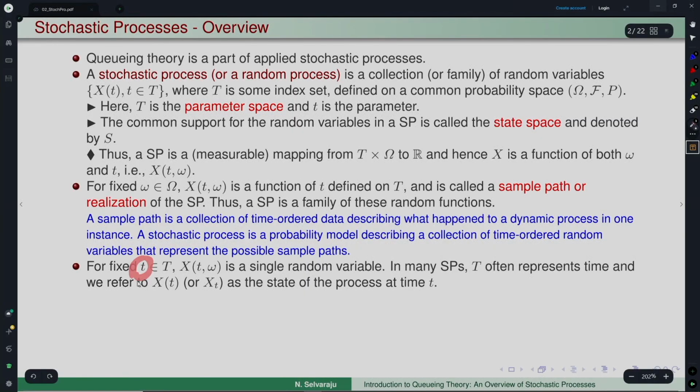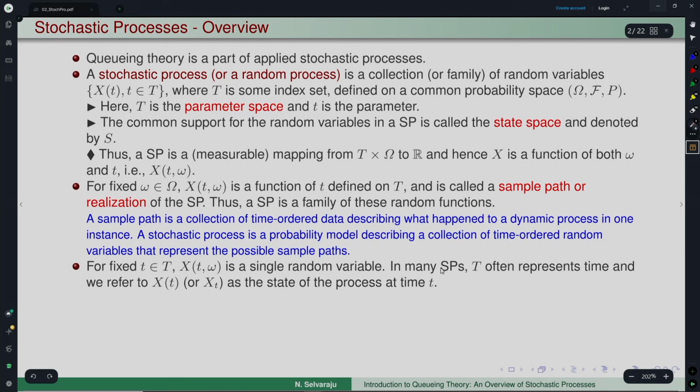On the other hand, if you fix an index in this index set which is t, then as we said this is just a single random variable. That is the normal view, that is what we said in the beginning, that it is a collection of random variables, one for each t. So, it is a random variable.